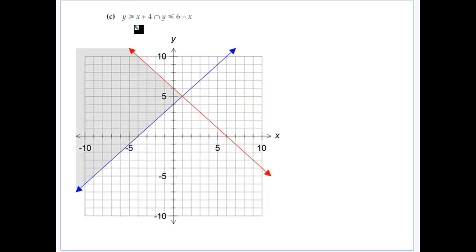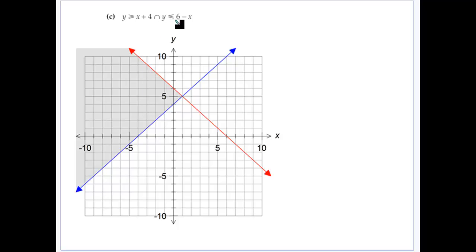We see the next one, y is greater than x plus 4. So that would have a positive gradient, so that's the blue line there. It goes through minus 4 there, and we test 0, 0. Is 0 greater than 0 plus 4? It isn't. So we're shading everything above the blue line.